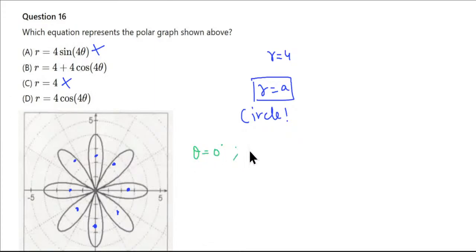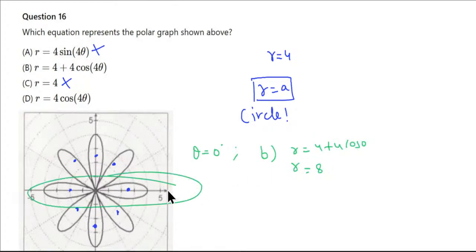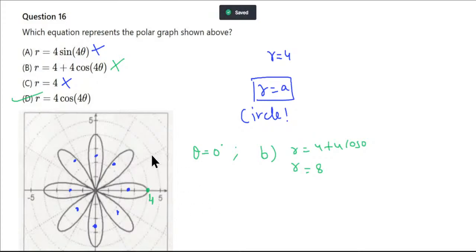Now, in order to rule out one of these two, again, my suggestion is to put theta as 0. If I put theta as 0 in B, it is going to look like 4 plus 4 cosine of 0. Cosine of 0 is 1. 1 times 4 is 4. 4 plus 4 is 8. Well, I don't really see 8 anywhere on this curve because it ends at 4, right? This is 4. This is the maximum value for r actually. So it's definitely not B. And if I put theta as 0 here, this will just be 4 cos 0, and cos 0 is 1. So it is option D. That should be the correct answer.